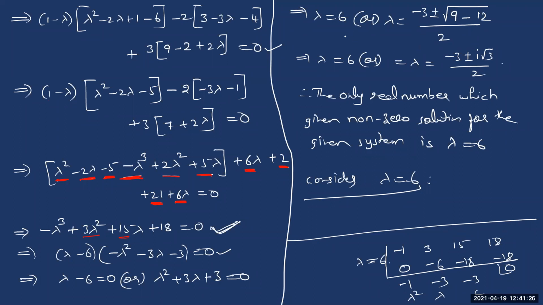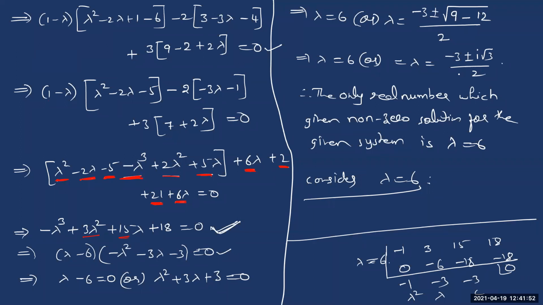Therefore, we'll get lambda is equal to 6, and for the other, you have 9 minus 12, which gives you a negative number under the root. When it is a negative number, we'll get a complex number here, root 3 into i. And that's where the question is. Therefore, the only real number which gives a non-zero solution to the given system is lambda is equal to 6.